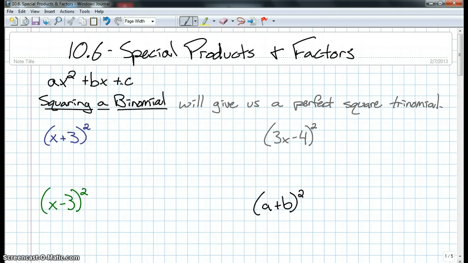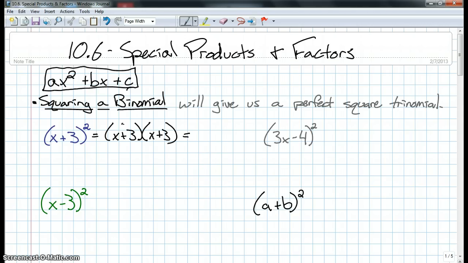Remember, when we're talking about trinomials, the general form of a trinomial is just ax squared plus bx plus c, and we'll come back to that in a little bit. The first thing I want to talk about is squaring a binomial. So we have a binomial like x plus 3, and the whole quantity is squared. One way that I recommend looking at this is that it's the quantity of x plus 3 multiplied to itself. That's what that squared term tells us, that we have two factors of x plus 3.